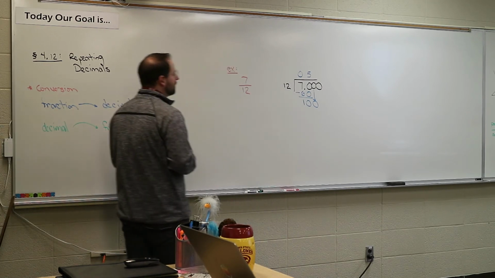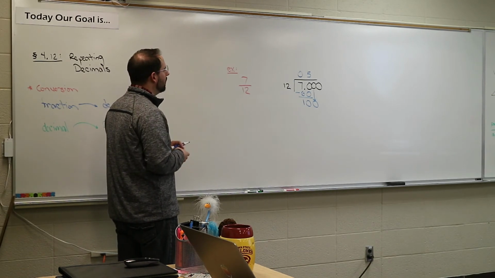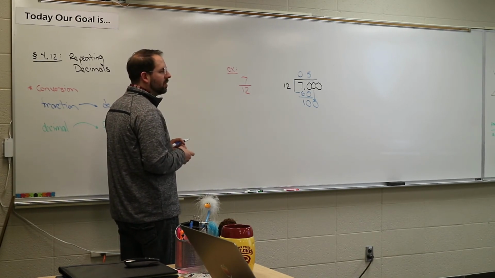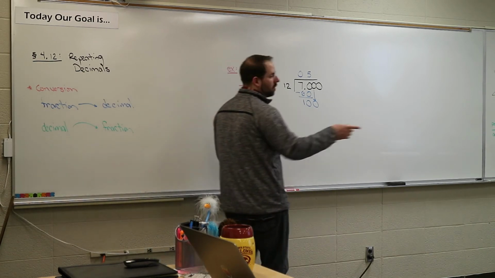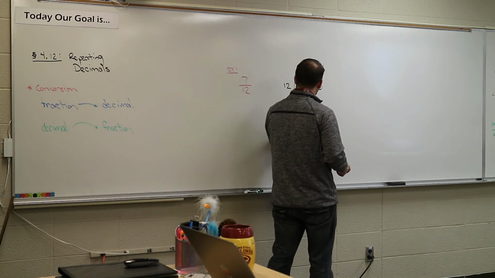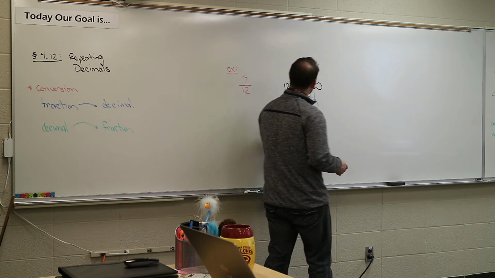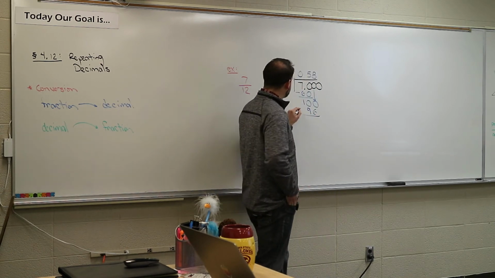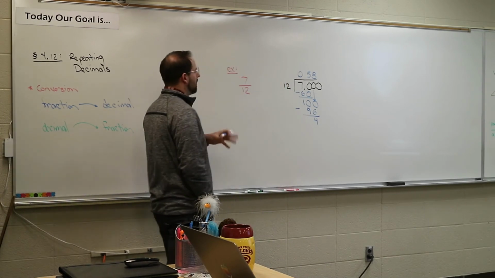Less than 10, I can tell you that, because it's got to be a single digit. 12 can go into 100 8 times, which is 96. So then we subtract, and we get 4, because 100 minus 96 is 4.